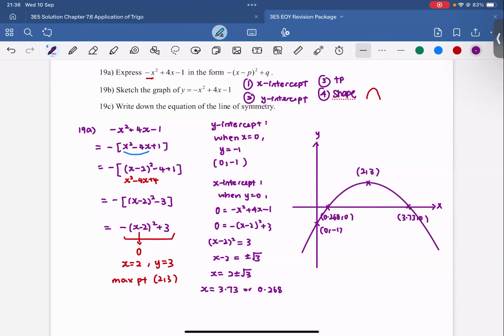Write down the equation of the line of symmetry. The line of symmetry is here. It will cut the turning point. It is a vertical line. So the equation of the line of symmetry is just x equals to 2. You cannot just write 2. You must write x equals to 2. Okay, that's how you get a complete graph.